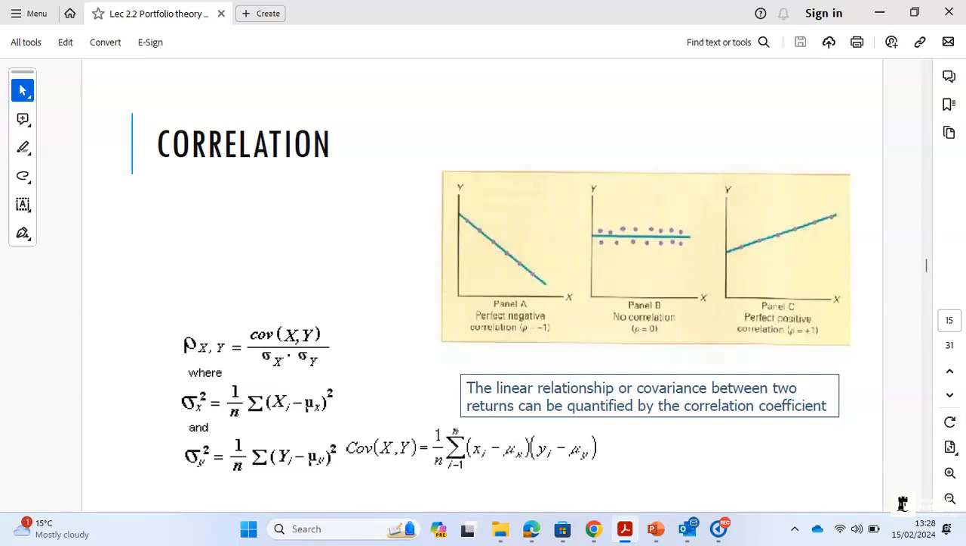The negatively sloping line represents perfect negative correlation, when the two stocks are perfectly negatively correlated. I gave you an example of this. If stock 1 goes up by 10%, stock 2 must go down by 10%. In the middle, we have a graph that shows no correlation, right? So there is no correlation in the returns of the two stocks. That's why we have a horizontal line.